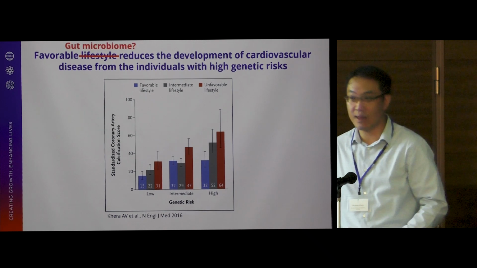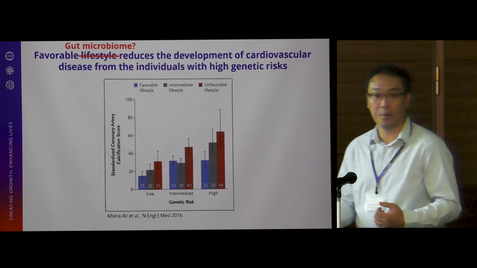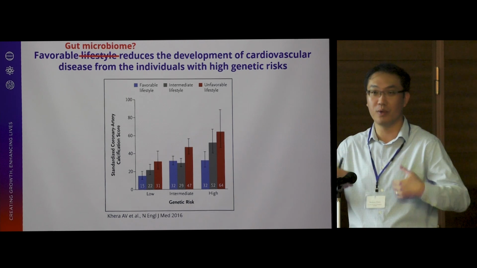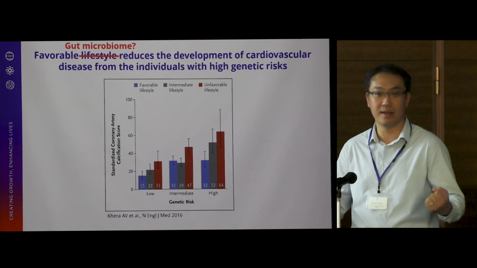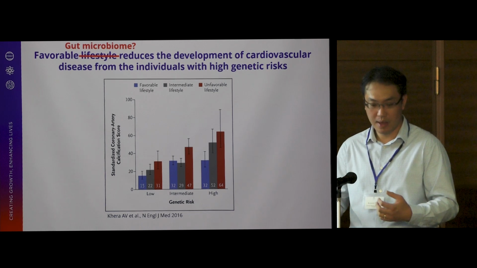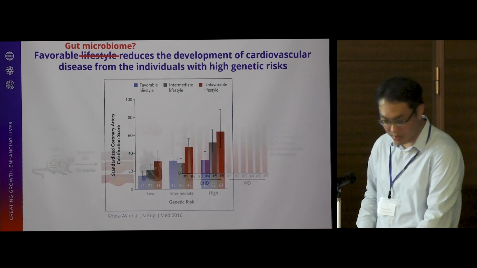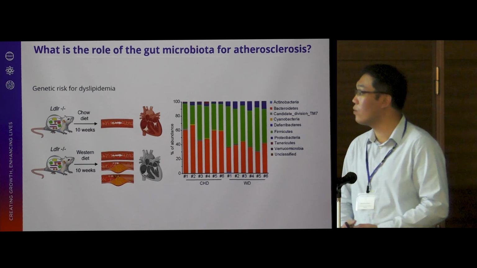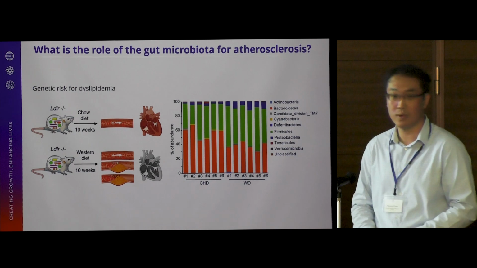So in our first study, we wanted to know whether the lifestyle here could be the gut microbiome. Because we know a lot of lifestyle eventually goes to the gut, and the gut microbiome is like a key resource to sense those signals and then feed the signal back to our body. So the first study we carried out before I started my own group was to find out what the role of the gut microbiome is in atherosclerosis.